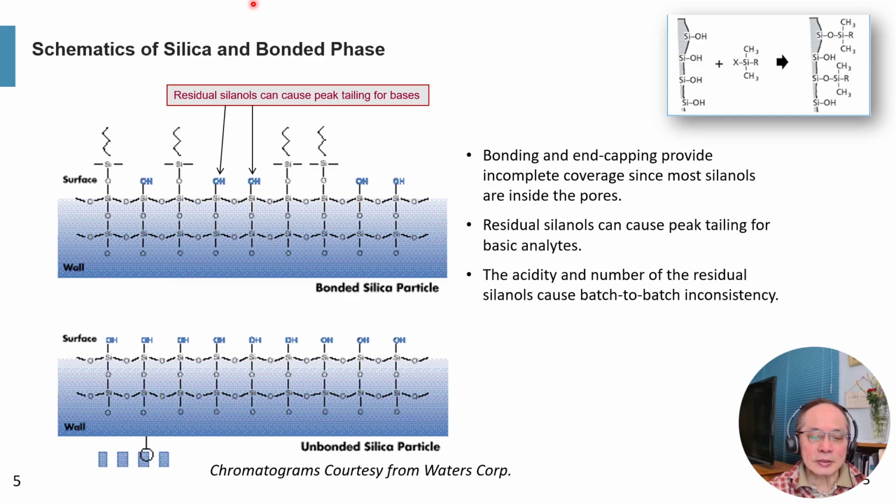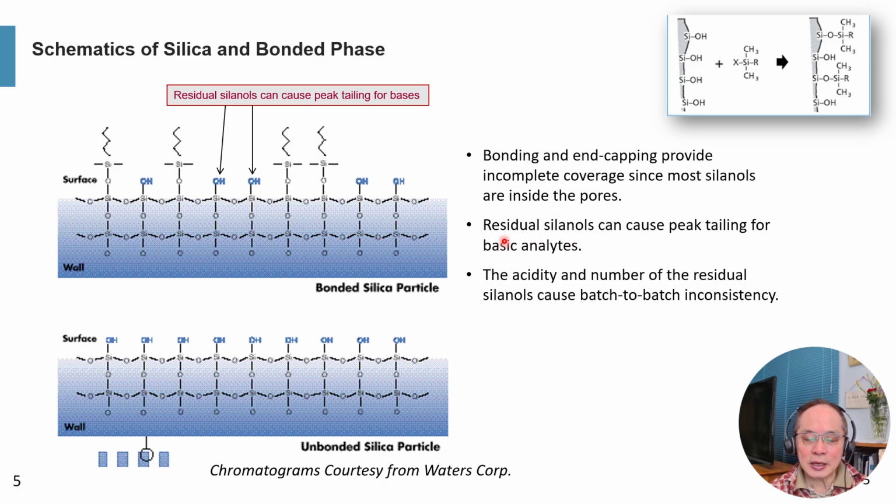Here's another look at the schematic of the silica before bonding and after bonding, right? So pretty similar to what we saw in the previous slide. And you see the surface on the silica backbone support, and after bonding with the C8 material, there are residual silanol groups remaining behind. So even after extensive bonding and end capping processes, there's still incomplete coverage since most silanols are inside the pore.